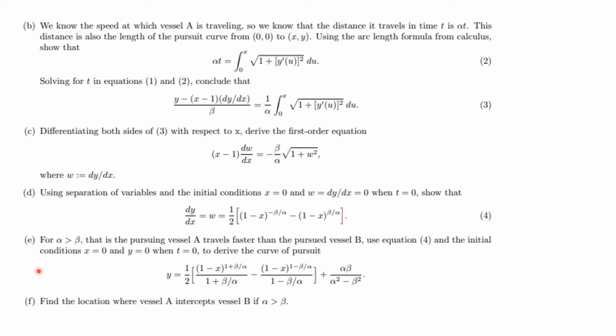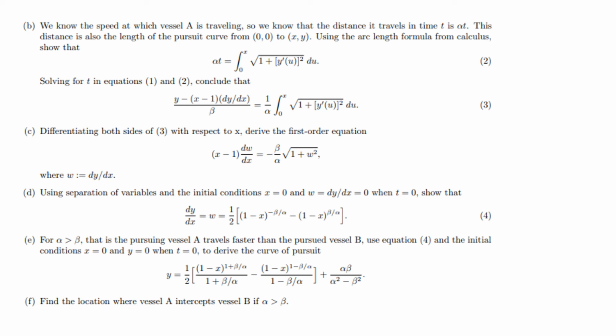Part E. For alpha bigger than beta, that's an assumption, so the pursuing vessel travels faster than the pursued vessel, use equation 4, the one you just derived, and the initial conditions here to derive the equation of the pursuit. So y is equal to 1/2, that is (x minus 1) to the 1 plus beta over alpha, all over 1 plus beta over alpha, minus (1 minus x) to the 1 minus beta over alpha, all over 1 minus beta over alpha, plus, and then the constant here is alpha beta over alpha squared minus beta squared.